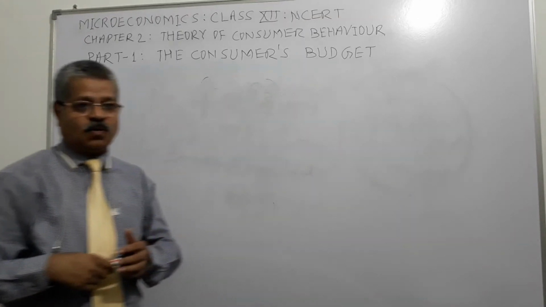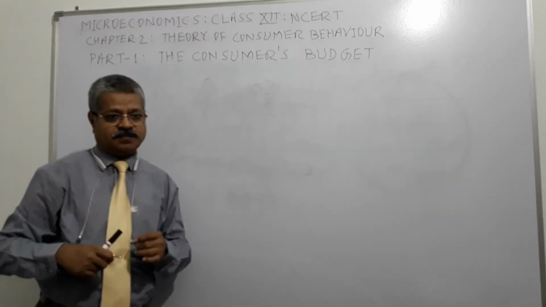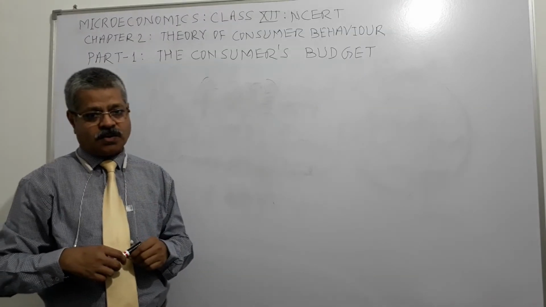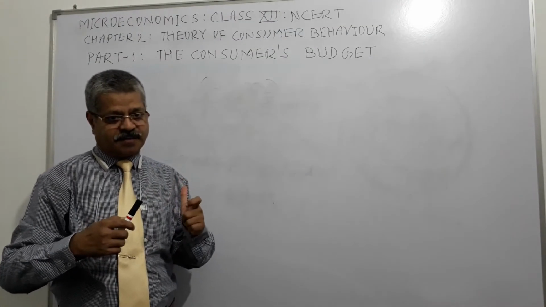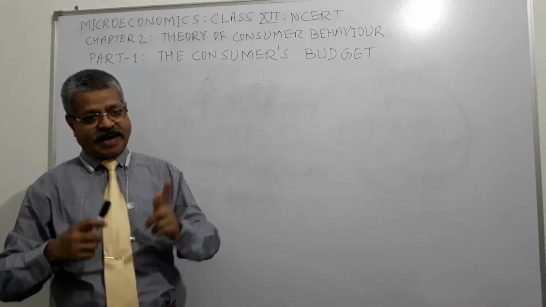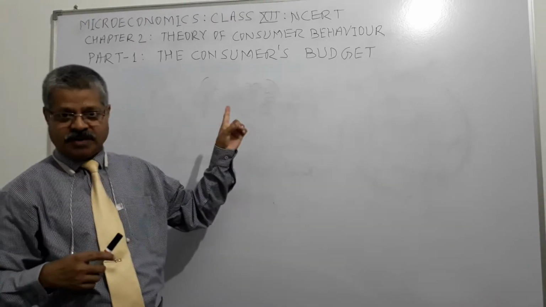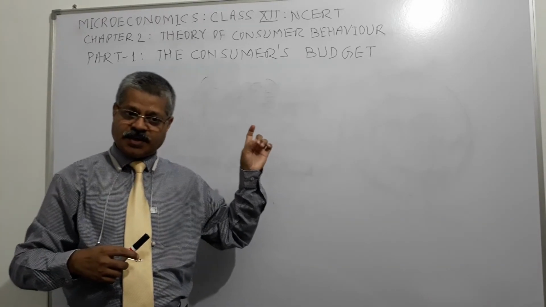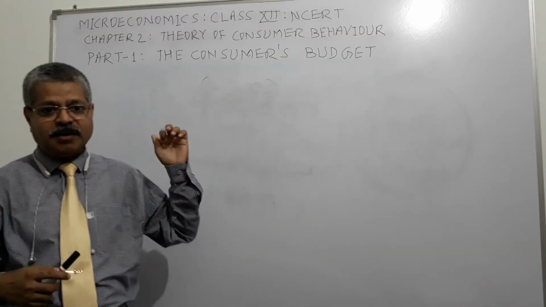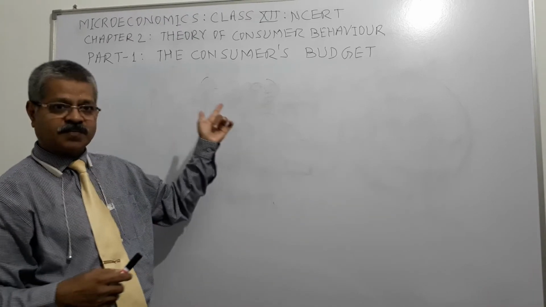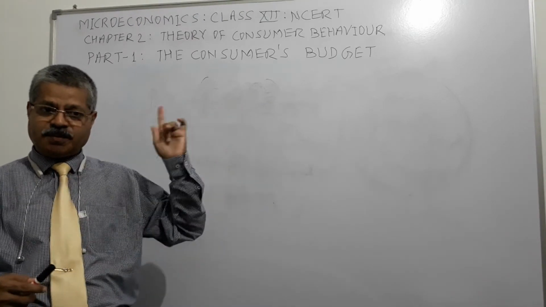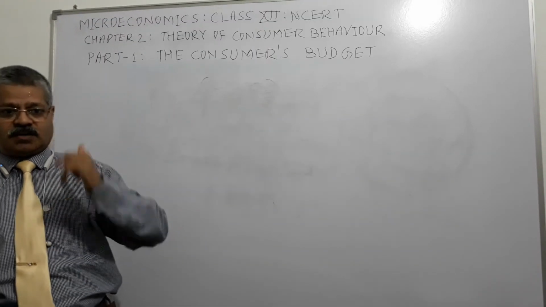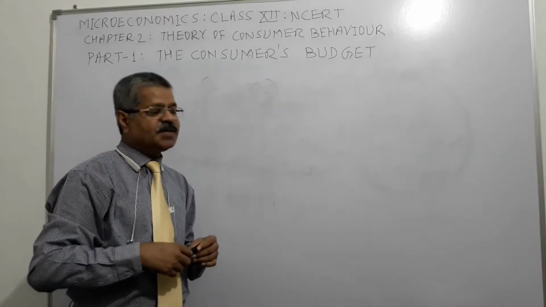Right. So now we go to the budget set. What is the budget set? If a consumer wants to buy x1 at P1 and x2 at P2, he or she can buy any bundle such that P1 x1 plus P2 x2 is equal to or less than M. M is the income of the consumer. So what is the set of bundles?